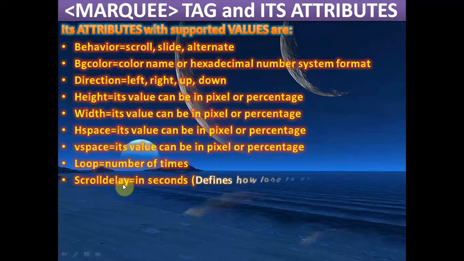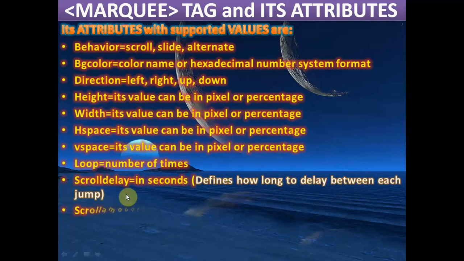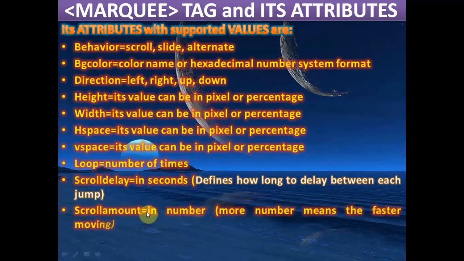Now next one is scroll delay. You have to write the scroll delay in seconds, and it defines how long to delay between each jump. Next one is scroll amount. It is also written as a number.